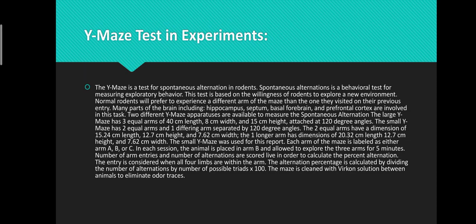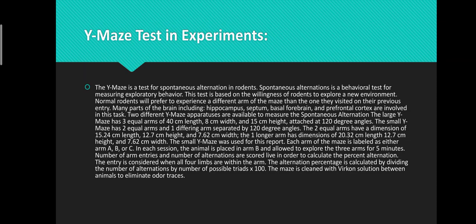Two different Y-maze apparatus are available to measure spontaneous alternation. The large Y maze has three equal arms of 40 centimeter length, about 8 centimeter width and 50 centimeter height. They attach at 120-degree angles.